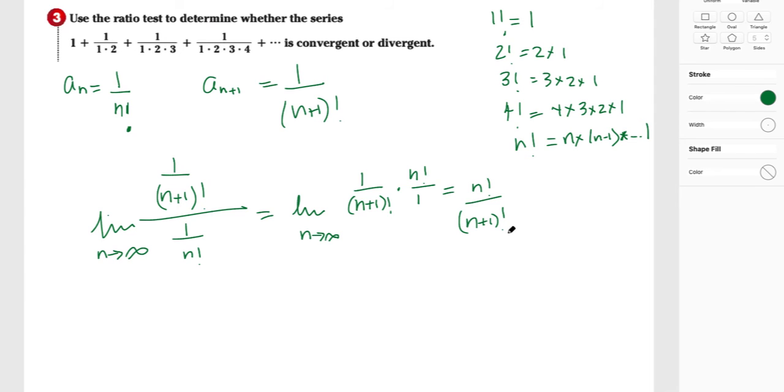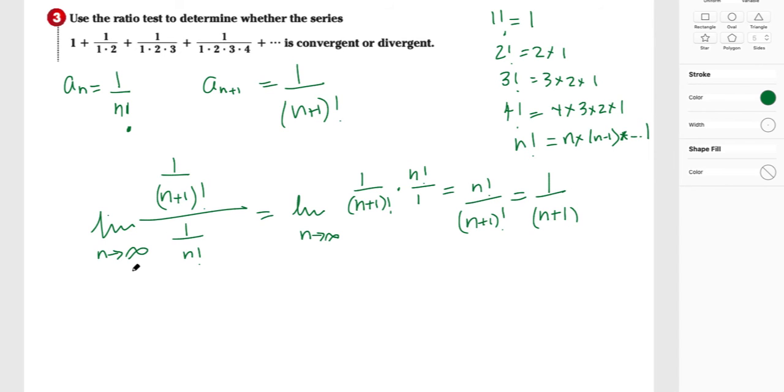And if you think about what this means, this is n times all the numbers less than it. This is n plus 1 times all the numbers less than it. So when I reduce them, I'm going to get 1 over n plus 1, meaning all the values n times the next number lower times the next number all the way down to 1 are present in the denominator. The only value that's in the denominator that's not in the numerator is n plus 1. And so we're left with 1 over n plus 1.